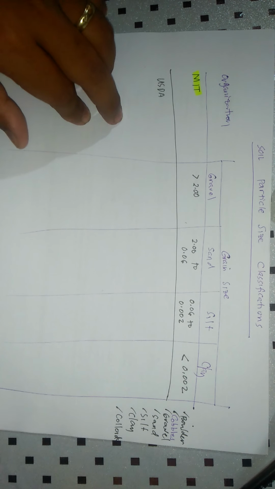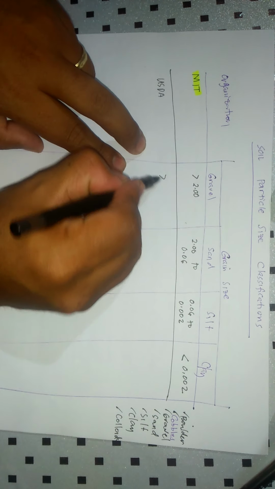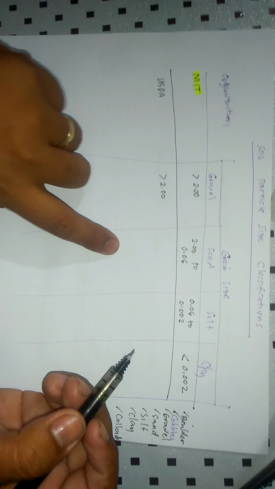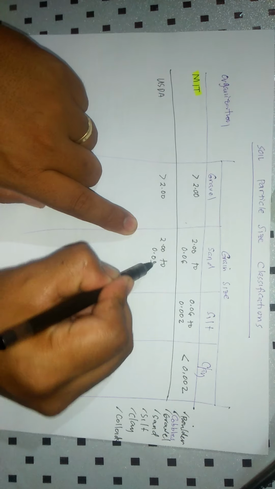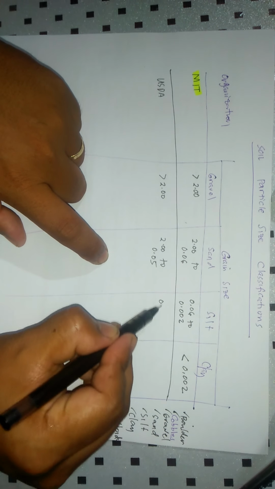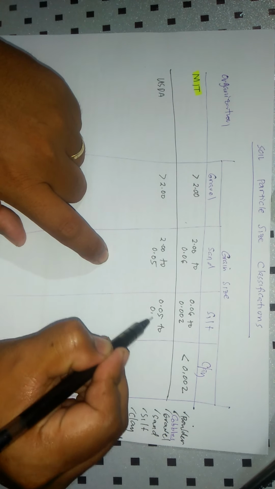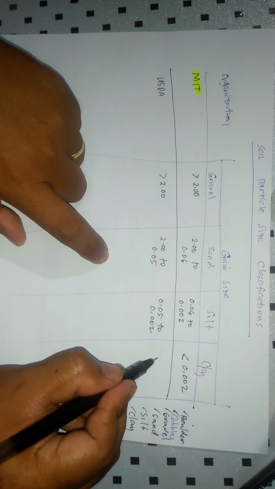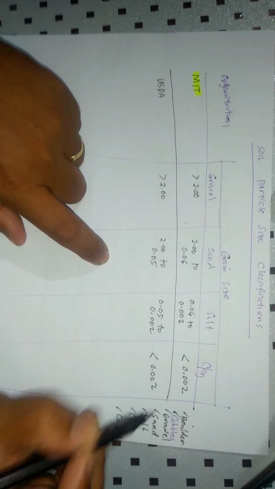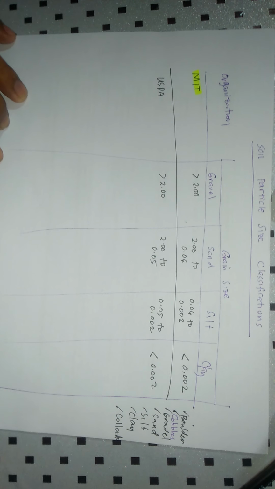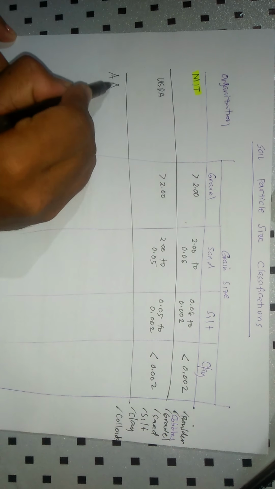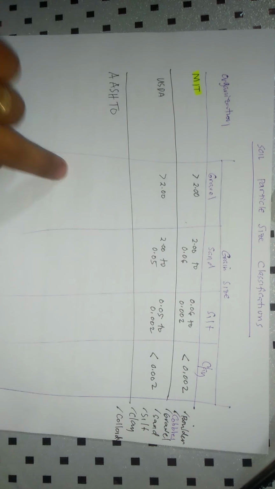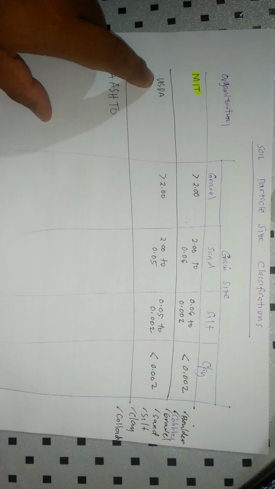For your USDA, we can say it is gravel when it is still greater than 2.0. And then your sand is from 2.0 to 0.05. And from 0.05 to 0.002, it is silt. And less than 0.002, we can still say it is clay. And then next, we have here what we call your AASHTO. Again, your USDA is termed as US Department of Agriculture.